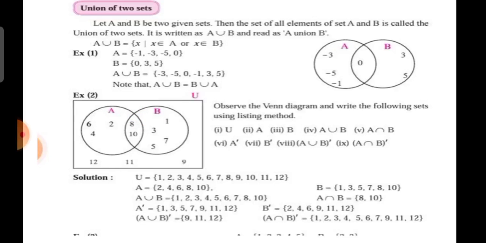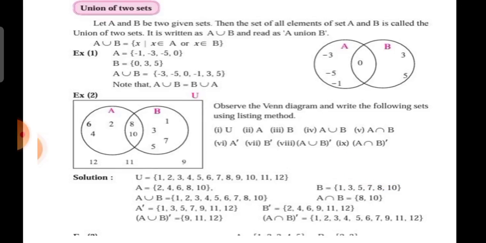Okay. Now if you have to find out A union B, A union B means all the elements from set A and also set B. So those elements will be 1, 2, 3, 4, 5, 6, 7, 8 and 10. Now A intersection B means only common elements. A intersection B will be equal to 8 and 10.